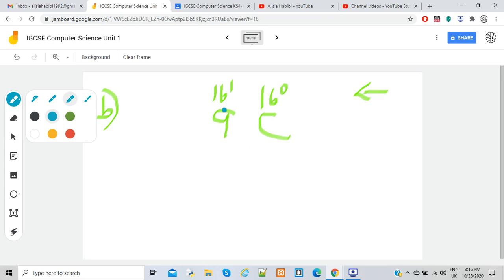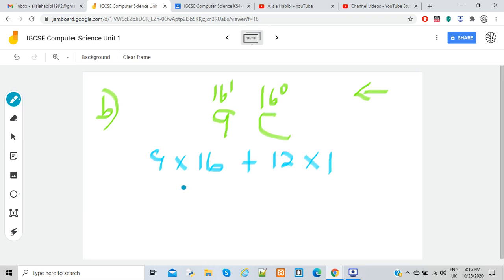The next thing we're going to do is multiply these values by the powers of 16. So here we have 9 times 16. And of course, we're going to add this to C, which is 12 times 16 to the power of 0, which is going to be 1. So when we multiply 9 by 16, we get a total of 144. And we add that to 12, because 12 times 1 is 12. Your final answer is going to be a total of 156.